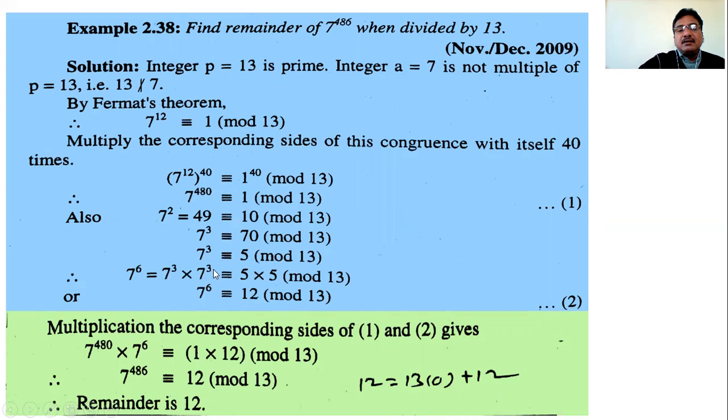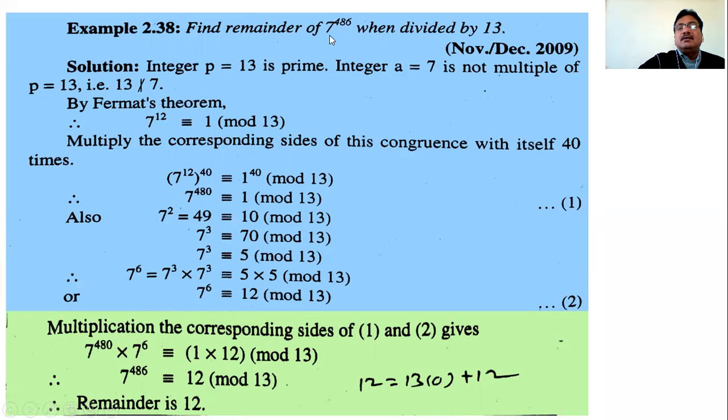And then multiply, that is 7 raised to 3 into 7 raised to 3 is congruent to 5 into 5 modulo 13. And then 7 raised to 6 is congruent to 5 into 5, 25. But if we divide 25 by 13, then the remainder is 12. That is, 13 ones are 13 plus 12 is 25. So we have here 12.